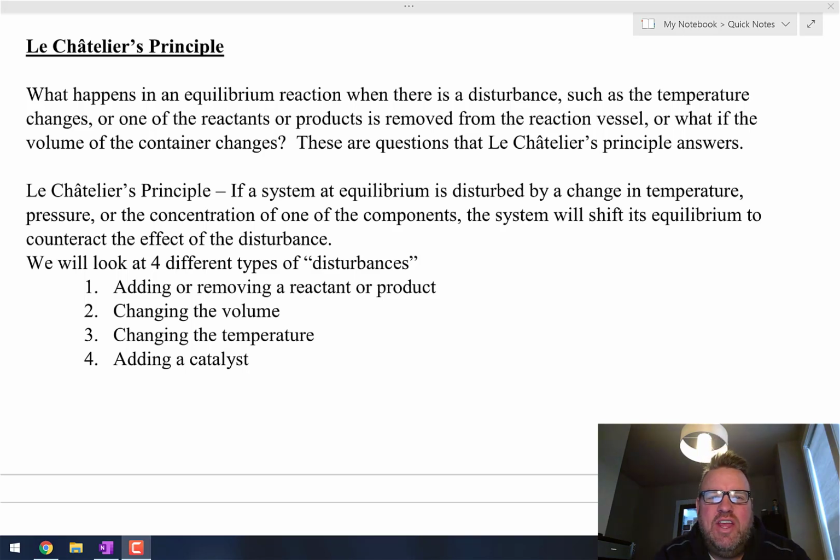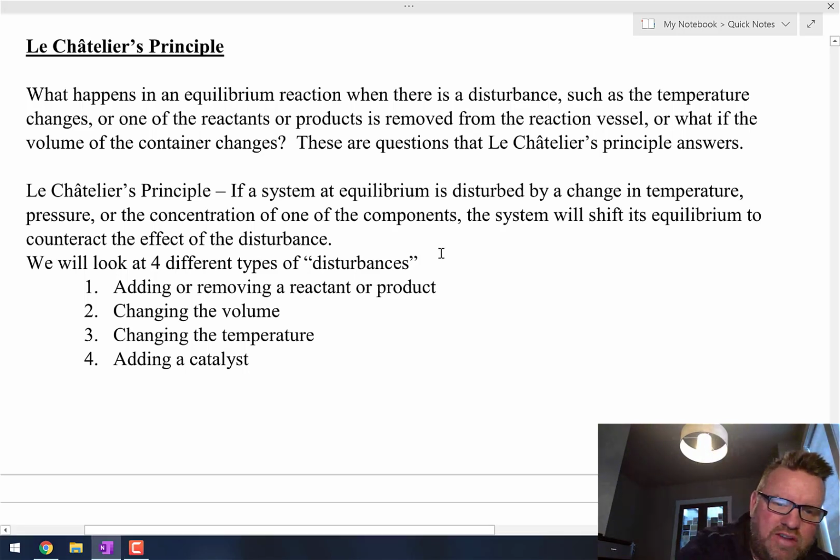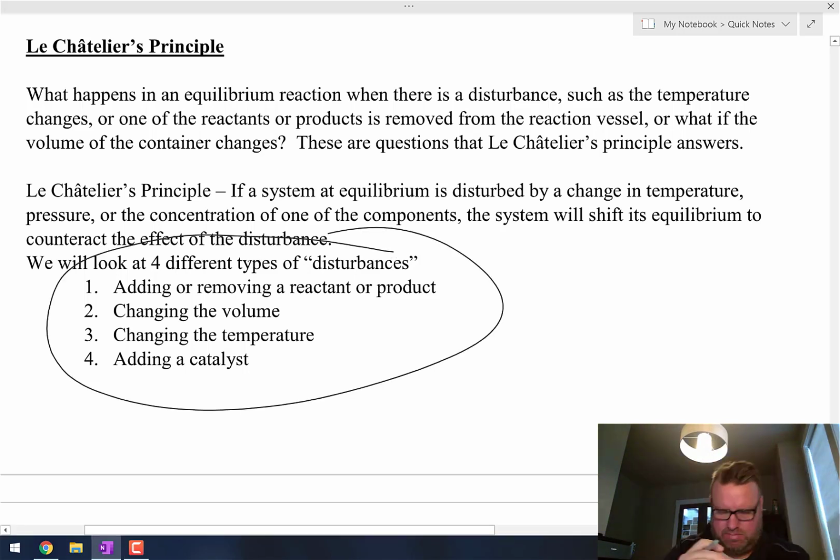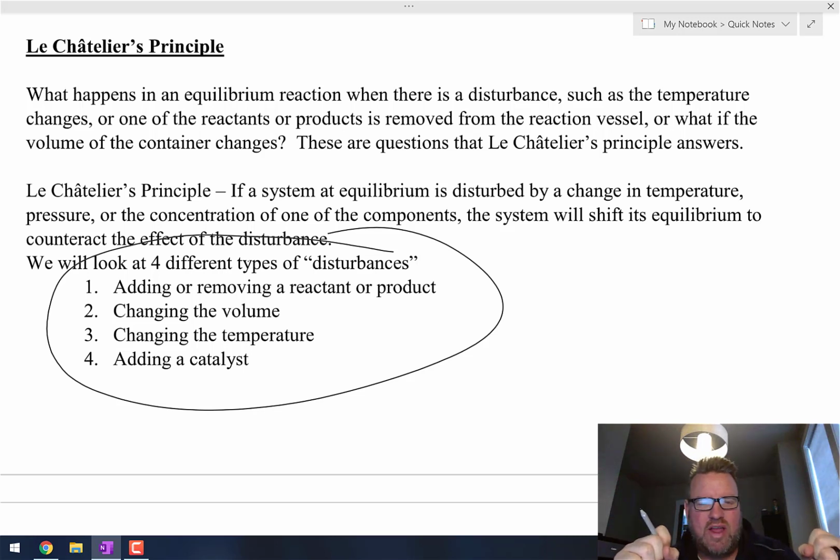So what happens in an equilibrium system when you cause what's called a disturbance? First of all, what the heck is a disturbance? A disturbance means you've changed something in that equilibrium system. And here are 4 different ways you can cause a disturbance. You can take something out. You can take some of the reactant out, take some of the product out.